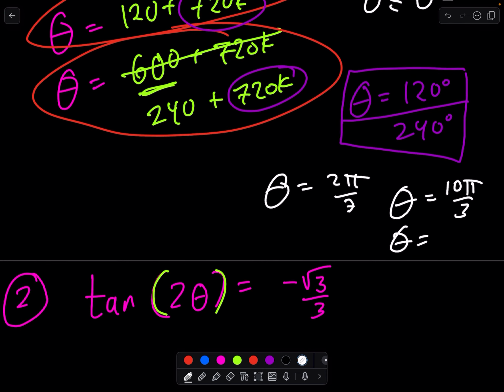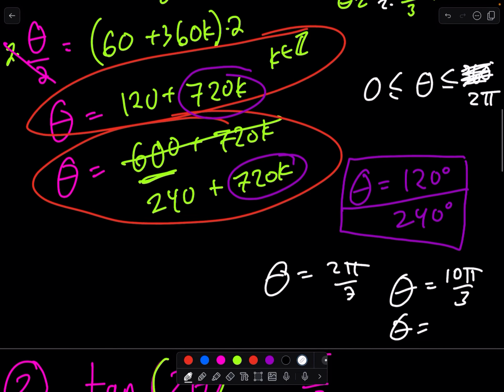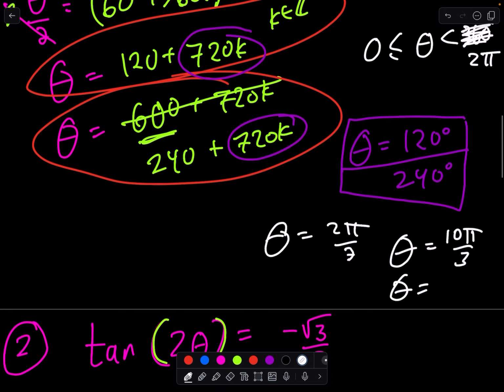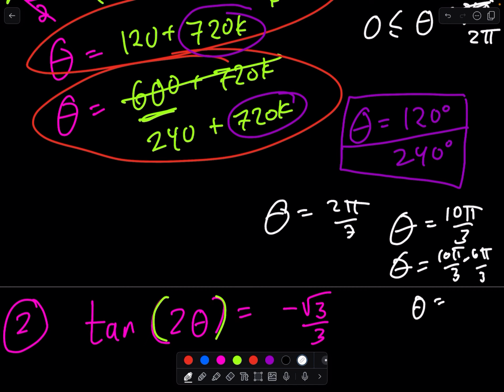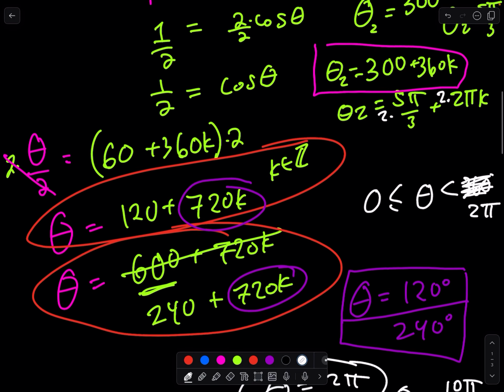Oh, but we've got to hack that down. If we had the restriction, instead of degrees, in radians, we'd have to be between 0 and 2 pi, perhaps non-inclusive. That would make the most sense. We could hack down 10 pi over 3 by 2 pi, which is 6 pi over 3. Just kind of wind around backwards a little bit. That would be 4 pi over 3. So those would be our two radian answers that fall within the given parameters.